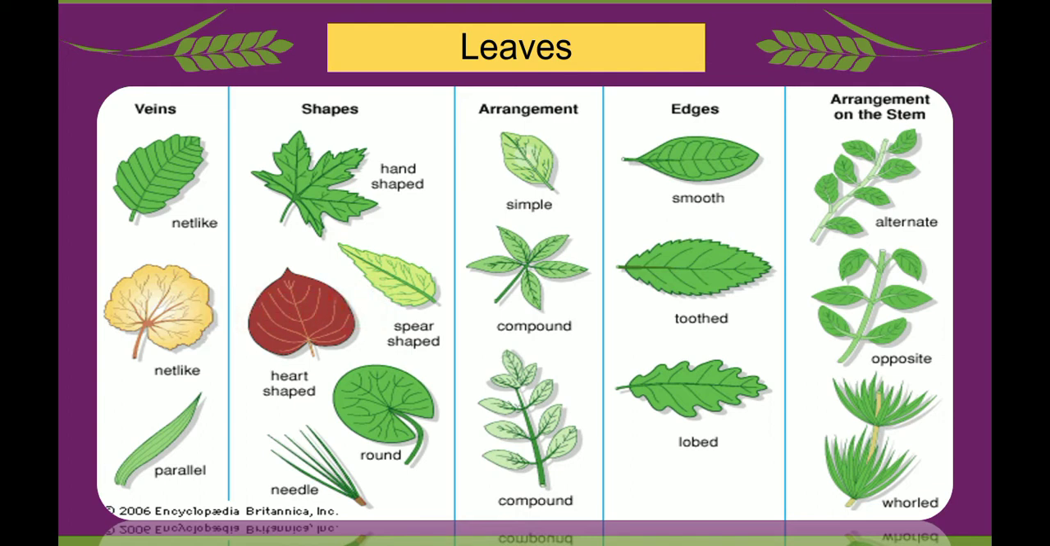The green color of the leaf is because of the green pigment called chlorophyll. Like how we have red blood because of hemoglobin, in the same way plant leaves are green in color because of the pigment called chlorophyll.